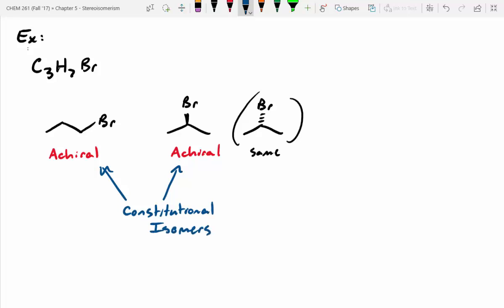Will these have the same physical properties or different? Different, exactly. So these are both achiral. They have different physical properties. They'd be really easy to separate. Let's try a harder one now.